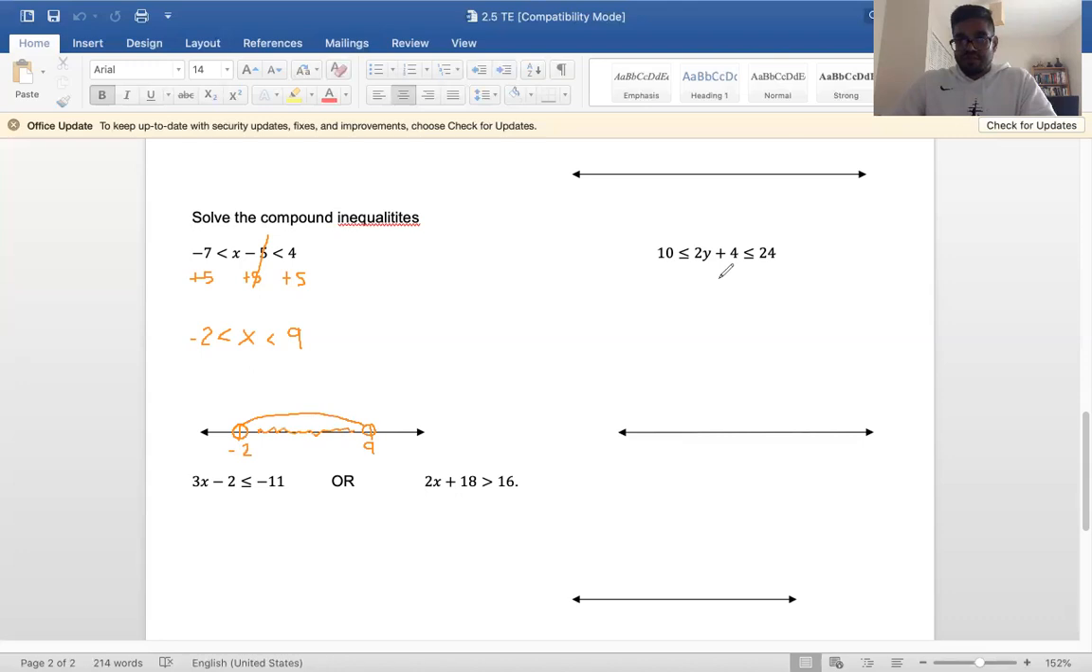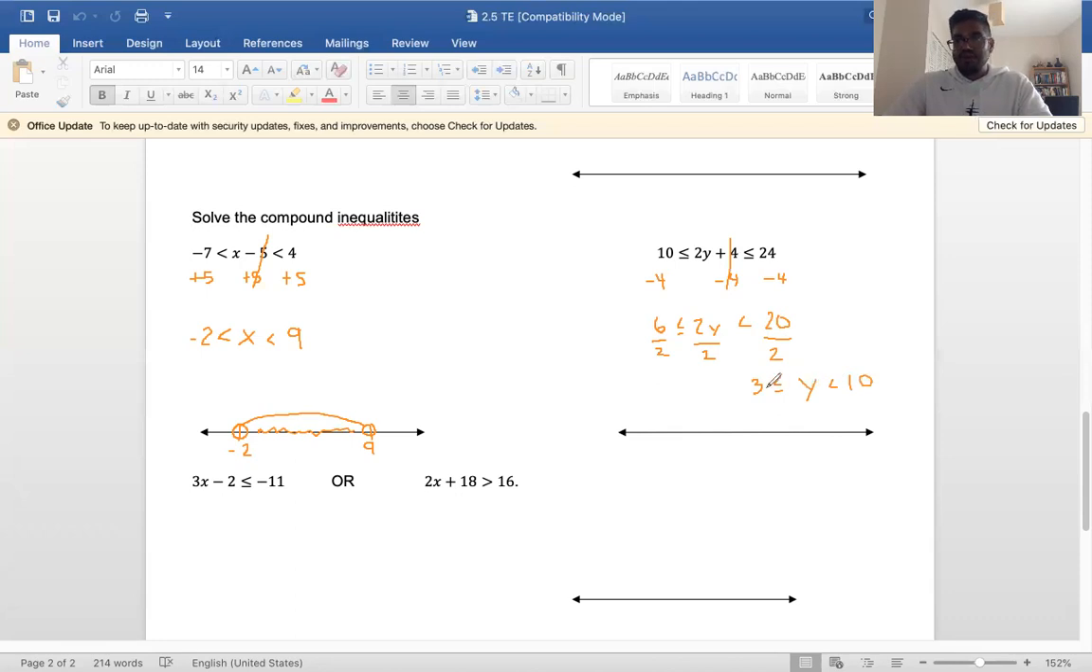Same thing on this one over here. I can subtract 4 on both sides, just like we would, or on all the sides, I should say. Things are going to cancel out. You've got 6 less than or equal to 2y less than 20. Divide everything by 2. And you get 3 less than or equal to y less than 10.